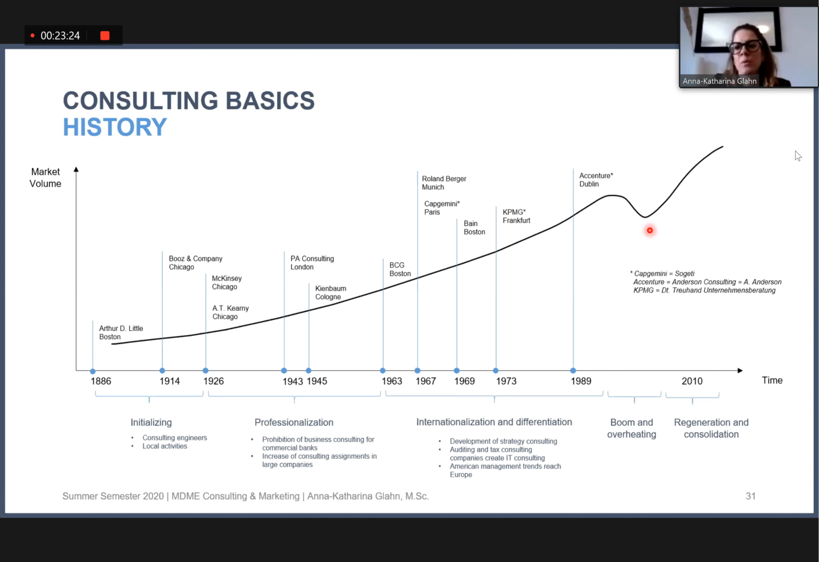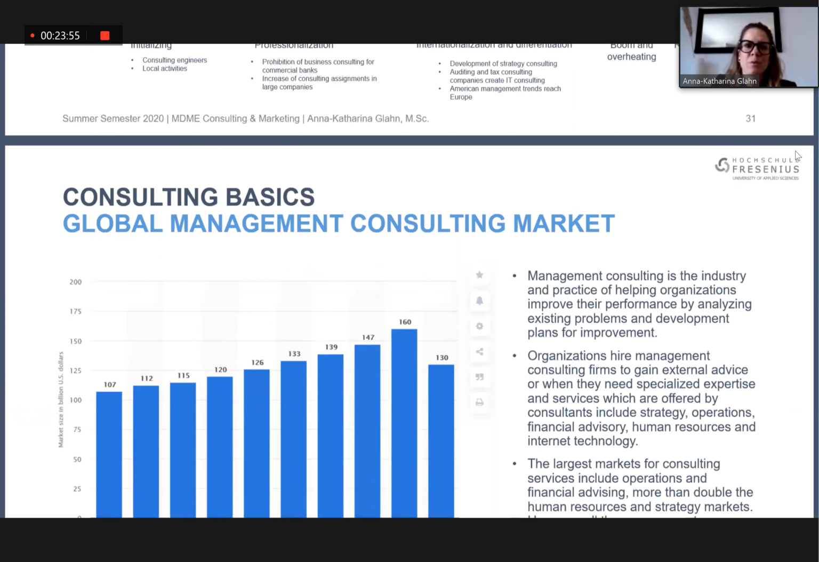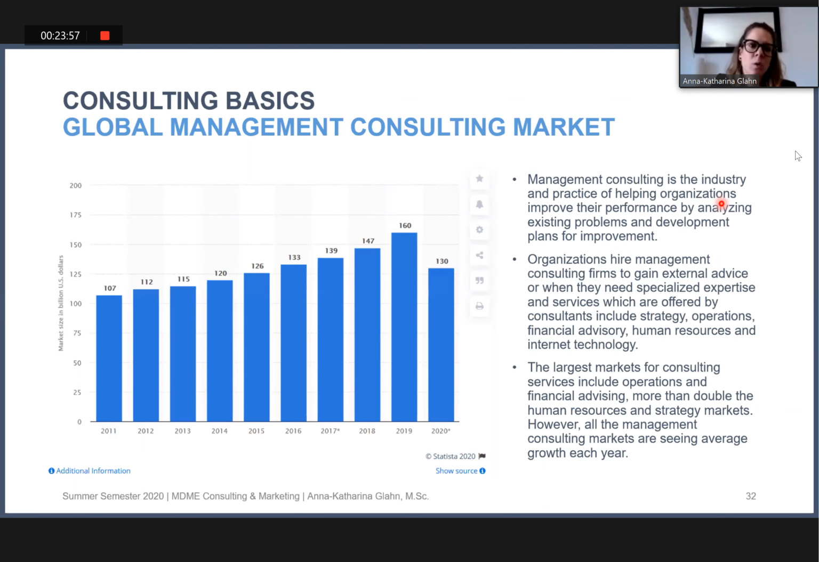And of course, there will be another decrease in 2020 and the following, I don't know, one, two, three years, we don't know, due to the economic slowdown because of coronavirus. So if you have any questions, don't hesitate. I will give you some more facts and figures so that you get an idea about the kind of numbers we are talking about in the consulting market.